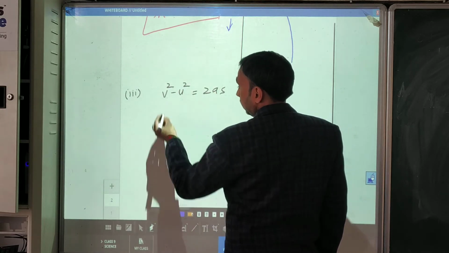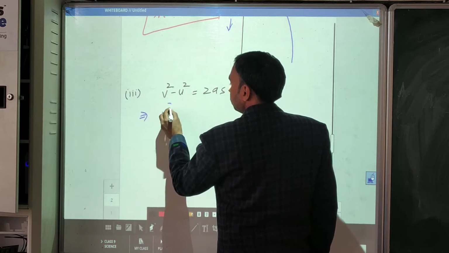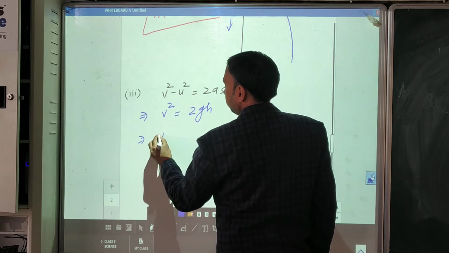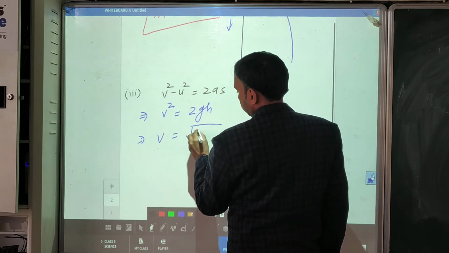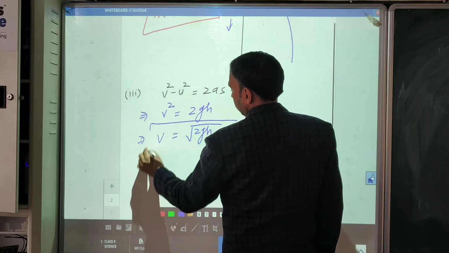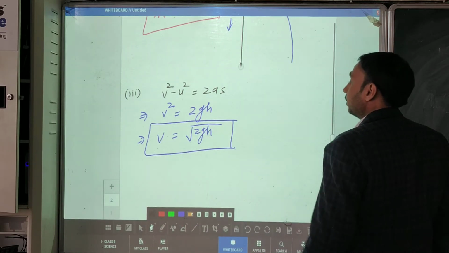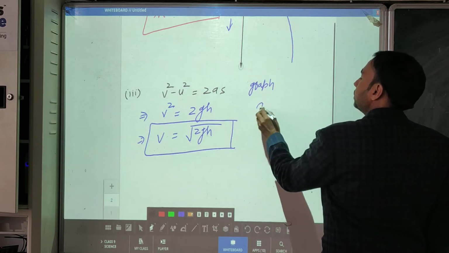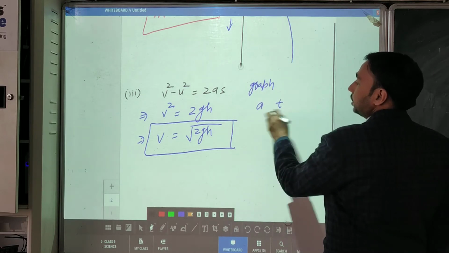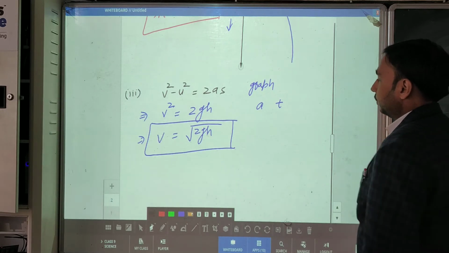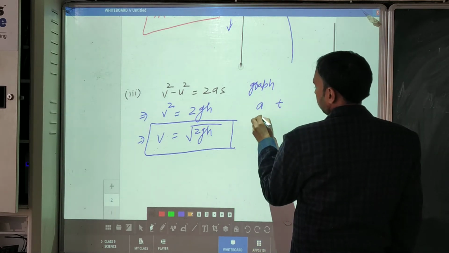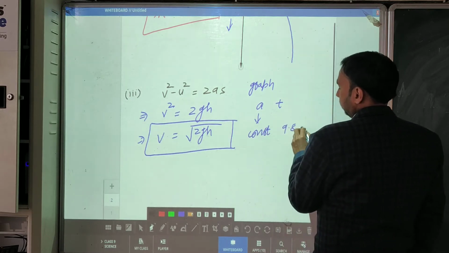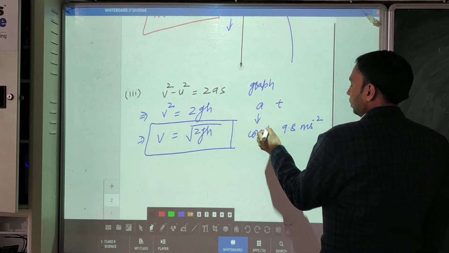So we can write over here, since v is not 0, v square is equal to 2gh, and if we want to find out v, then it is root over 2gh. One thing I would like to quote over here: if I want to plot the graph of acceleration versus time, what is the relation between acceleration and time? You will find that the acceleration is constant. It has a value of 9.8 meter per second square. So it is a constant value.